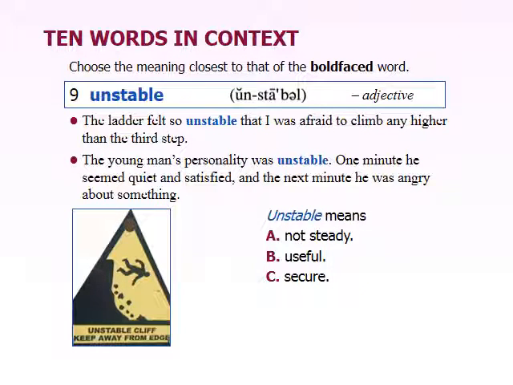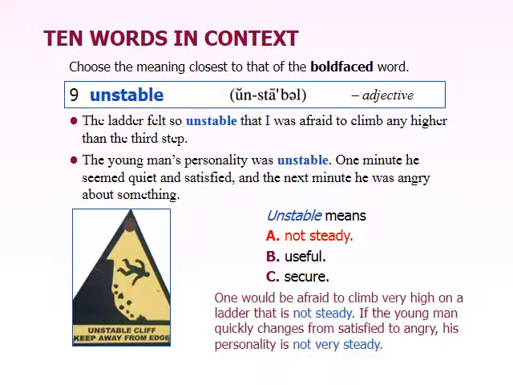So our next one here is unstable. Now this one does end in able, and it does happen to be an adjective, but in this case it's not a clue. But anyway, the ladder felt so unstable that I was afraid to climb any higher than the third step. The young man's personality was unstable. One minute he seemed quiet and satisfied, and the next minute he was angry about something.